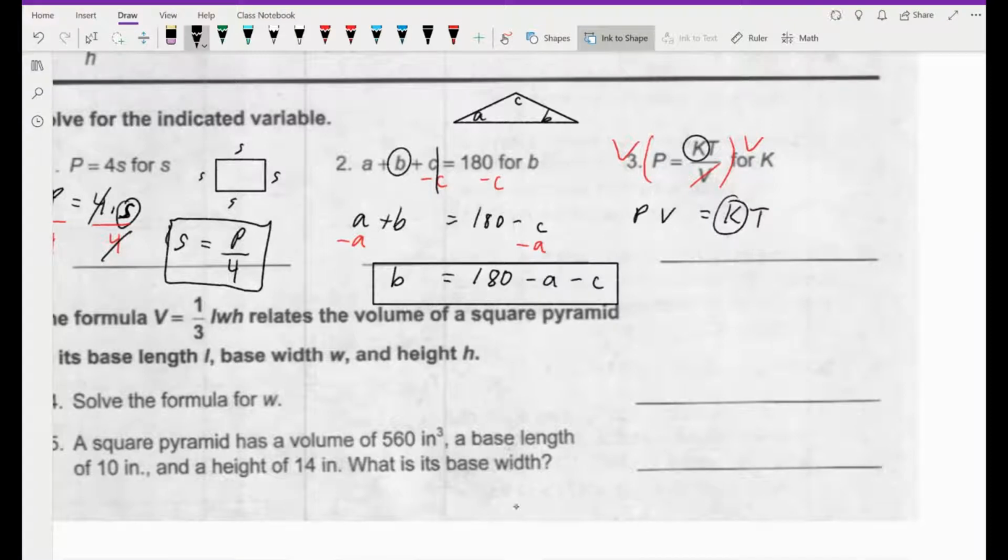We're still solving for K. Right now it's K times T. So the inverse will be division. So we'll divide both sides by T. So we get K equals PV over T.